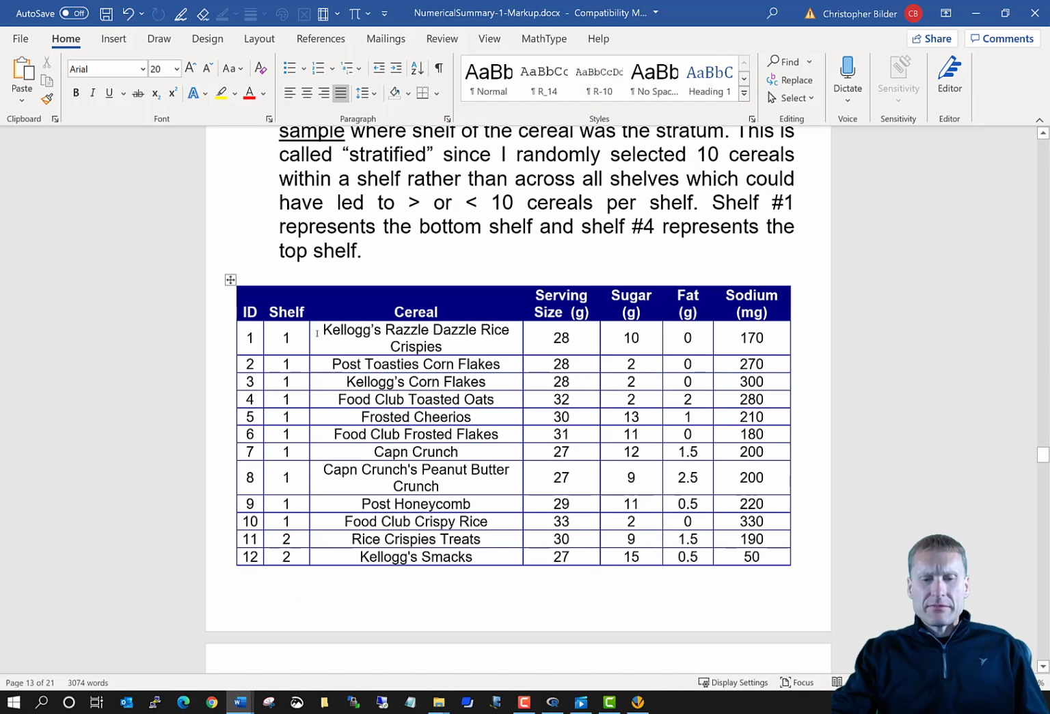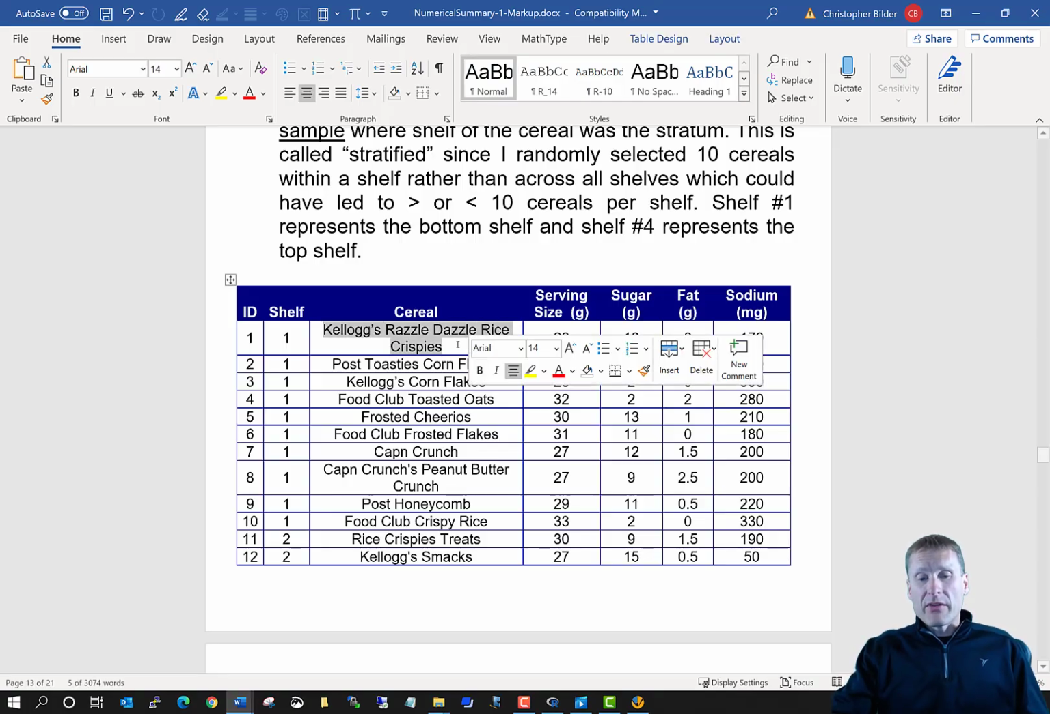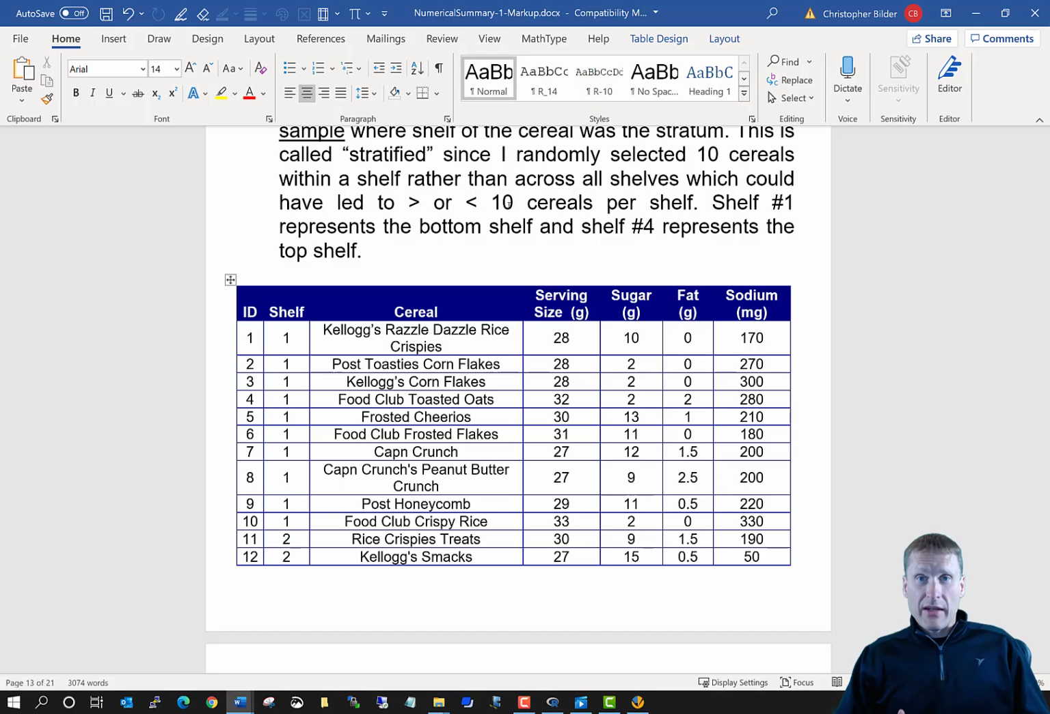So for example, shelf 1, the very first cereal that I chose in my random sample was a Kellogg's Razzle Dazzle Rice Krispies. It had a serving size of 28 grams. And because I know that, unfortunately, typically the high sugar content cereals are marketed towards kids, I decided to record how much sugar content was in the serving size. In this case, it was 10. So more than 1/3 of the serving size basically was sugar.